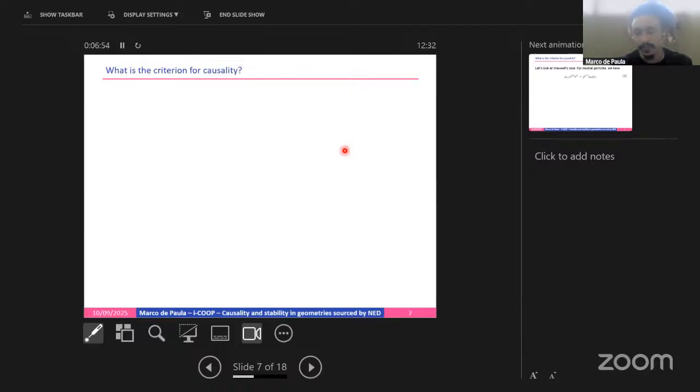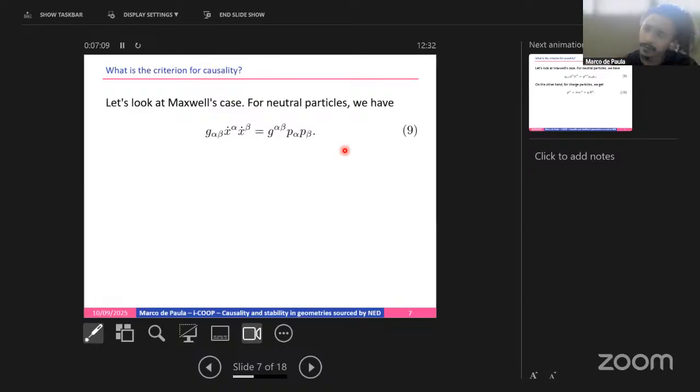So now that we have quickly introduced what nonlinear electrodynamics is and how we obtain black hole solutions in this context, we can move to the criterion for causality. And this is a very important aspect of our work, because let's first look at the Maxwell's case. Let's first consider the geodesics of massless particles or massive particles, but not charged particles, of course.